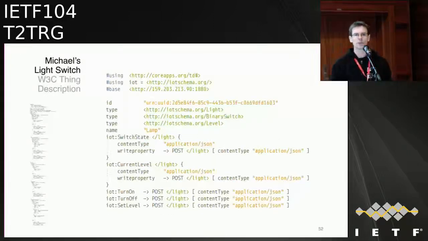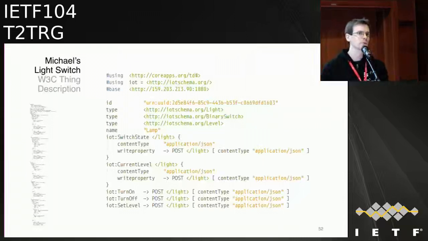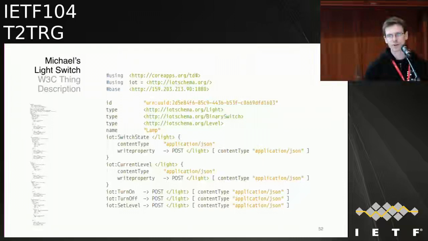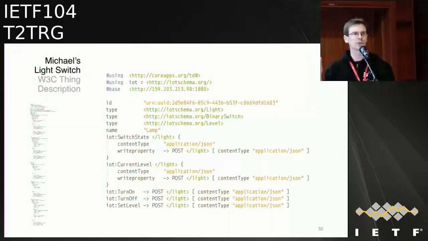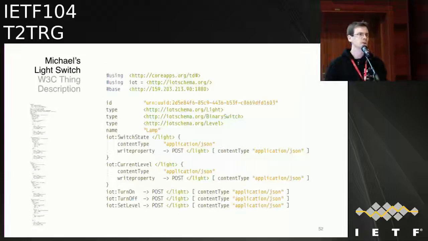Then we had one example where we had a W3C Thing Description. I called it Michael's light switch because it's very similar to what we just saw on Michael's slides with the IoT schema.org update. And here it's not using a made-up example of coffee machine vocabulary, but the existing IoT schema.org vocabulary, at least as much as possible. And this is a good example for showing: what is it, what operations can it do, how does it relate to other resources? We can see here that this light switch is a light, a binary switch, and a level in IoT schema terms.